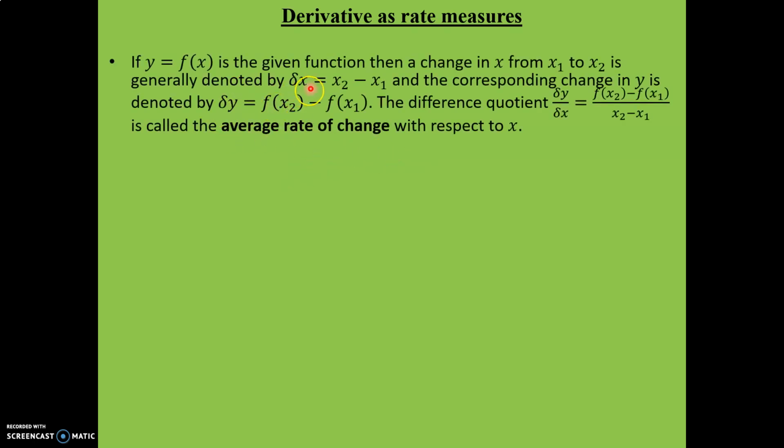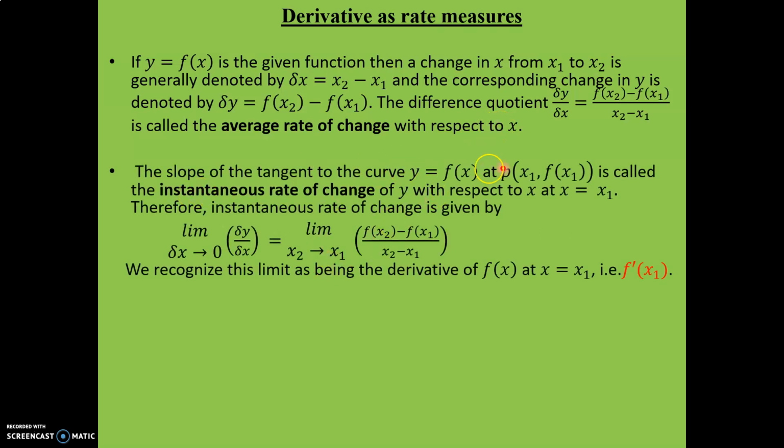So y is equal to f of x is a function. Then the change in x from x1 to x2 is generally denoted by delta x is equal to x2 minus x1. So corresponding change in y is delta y is equal to f of x2 minus f of x1. Then the ratio delta y upon delta x is equal to f of x2 minus f of x1 upon x2 minus x1 is called average rate of change with respect to x.